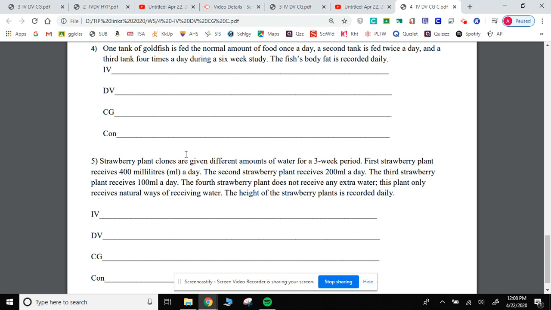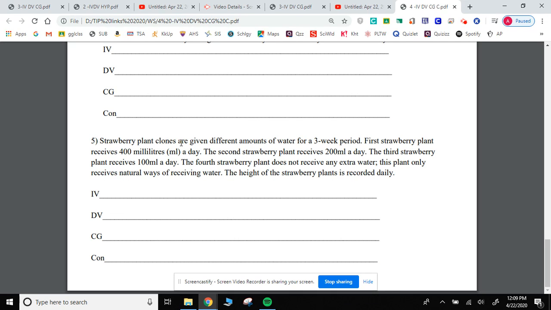Number four, the independent variable here is the amount of food or how many times they're fed per day. The dependent variable is the fish's body fat. The control group is the tank that's fed the normal amount of food, which is once per day. And constants would be the same type of goldfish, the same type of water, the same temperature, and you can come up with any number of additional ones.